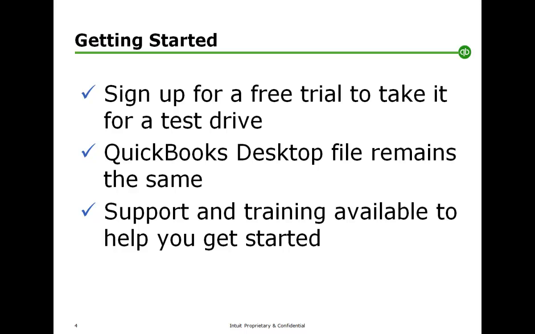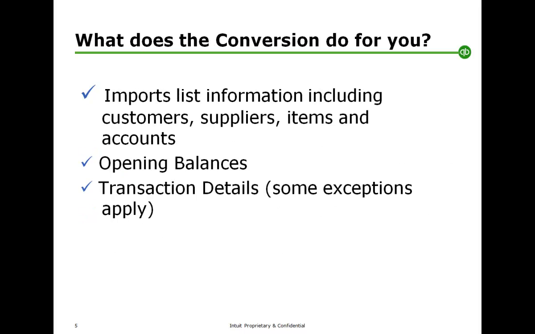Now, before we get started, let's understand a little bit more about what the conversion does for you and what the conversion won't do for you. First, what does it do? It imports all of your list information, including customers, suppliers, items, or what we call products and services, and accounts. It also imports all of the opening balances for all of these names and accounts. Finally, it imports all of your transaction details. There are a few exceptions which we'll talk about in the next couple of moments.